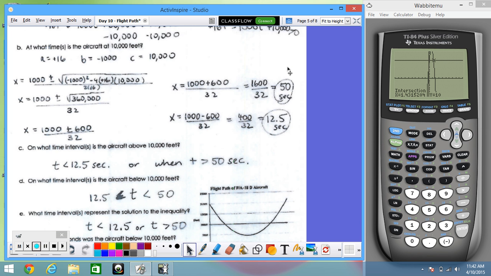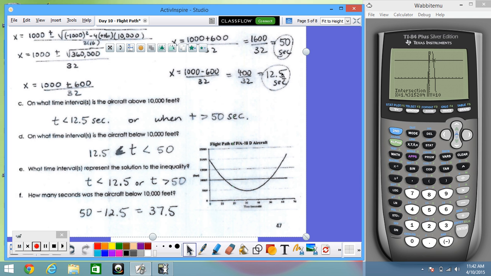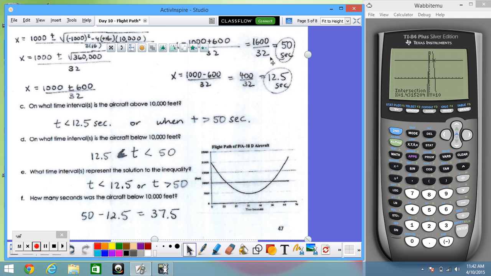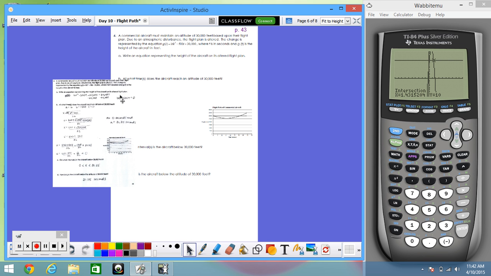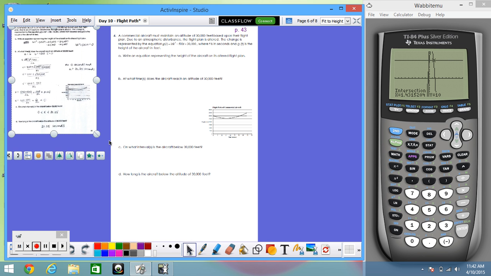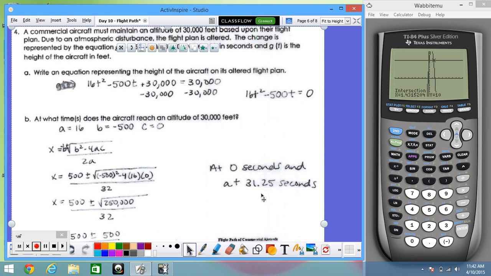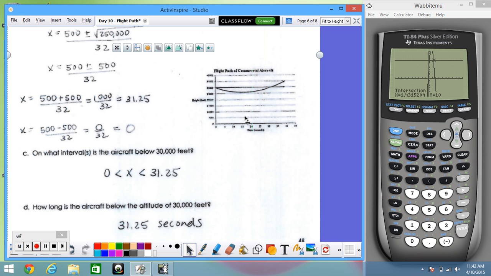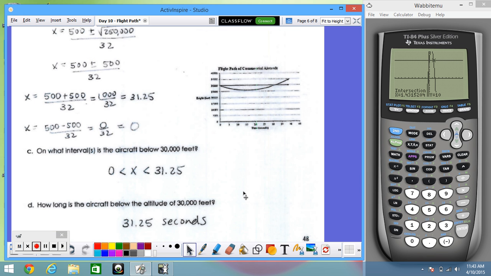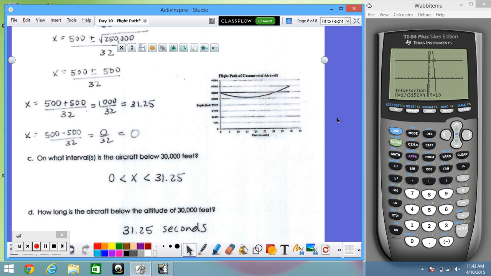Now, I'll be honest with you, the person who did this used the quadratic formula. I would have just used my calculator to type them in and find those intervals. You might need to change the windows. You'll be okay. And then here's page 43. Again, this person used the quadratic formula. I would have just used the graph, and you will probably need to adjust the window. Homework tonight is 44 and 45.